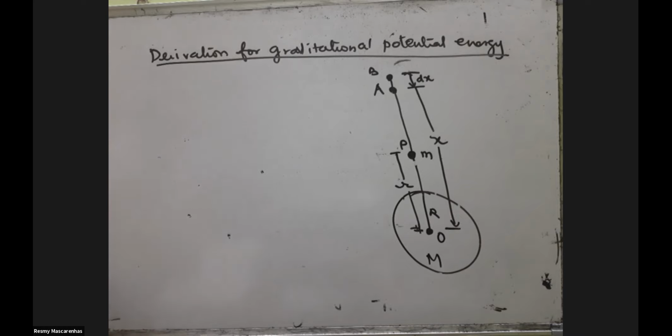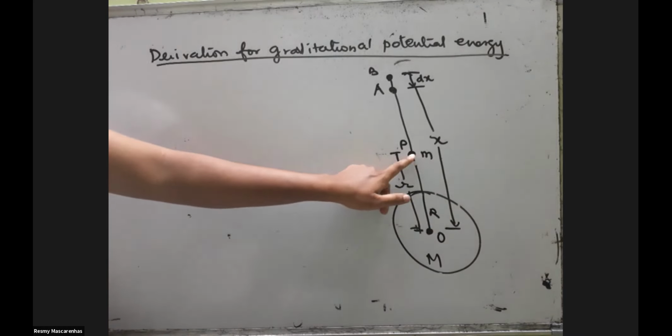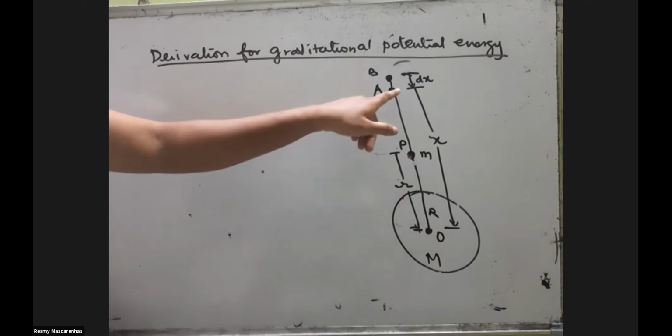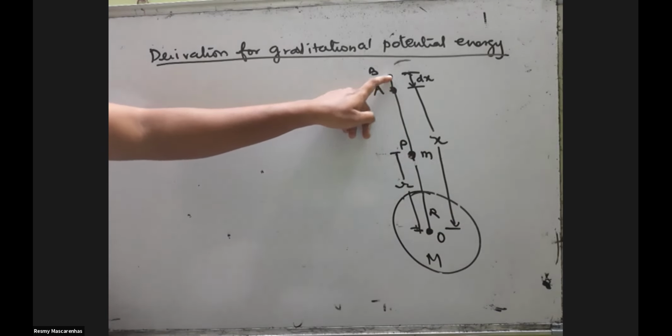So basically, this is a planet. There is one small object of mass m over here at point P. So what am I doing? From point P, I'm trying to take it to infinity. After taking it to infinity, a little bit extra, I'm taking it further.